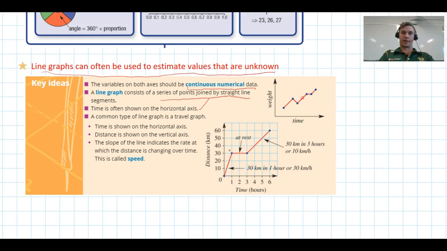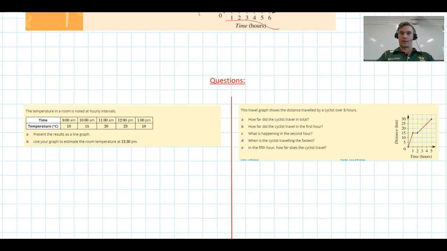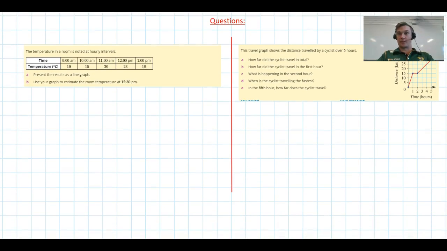A common type of line graph is the travel graph, where time is shown on the horizontal axis, the distance is shown on the vertical, and then the slope. See here we have 0 to 1. The slope of that angle shows us the intensity or the speed, and we'll look at another example of that. Here we're going to do a couple of questions. We're going to construct one and then interpret one.